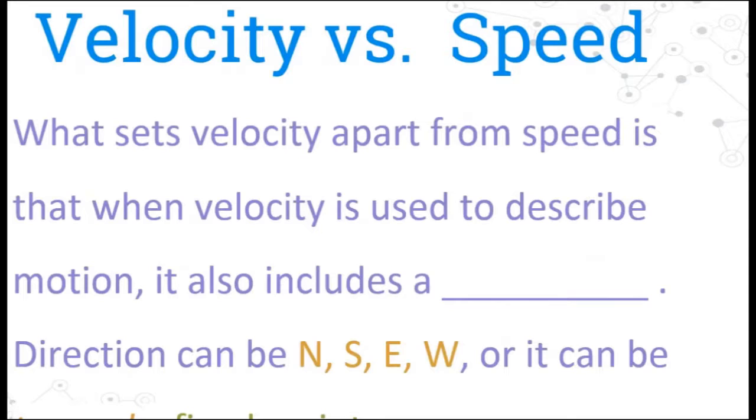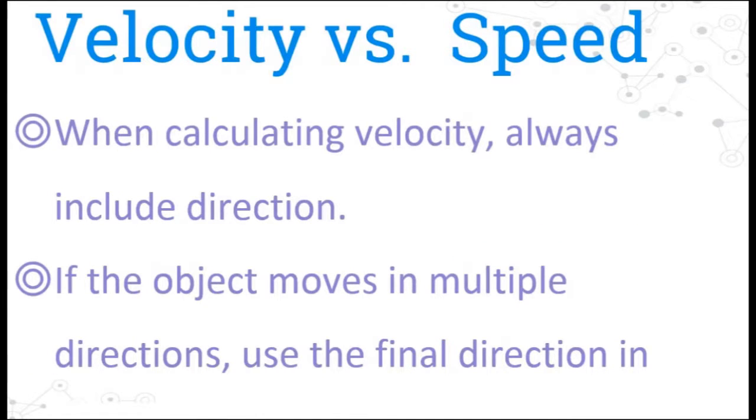So let's talk a little bit about velocity, because it isn't exactly the same as speed. In fact, the thing that sets velocity apart from speed is that when you use velocity to describe motion, you have to also include the direction of that movement. So direction can be either your north, south, east, west type of directions, or it can be toward a fixed point, something that's not ever going to move, like a building or a road or a sign, something along those lines.